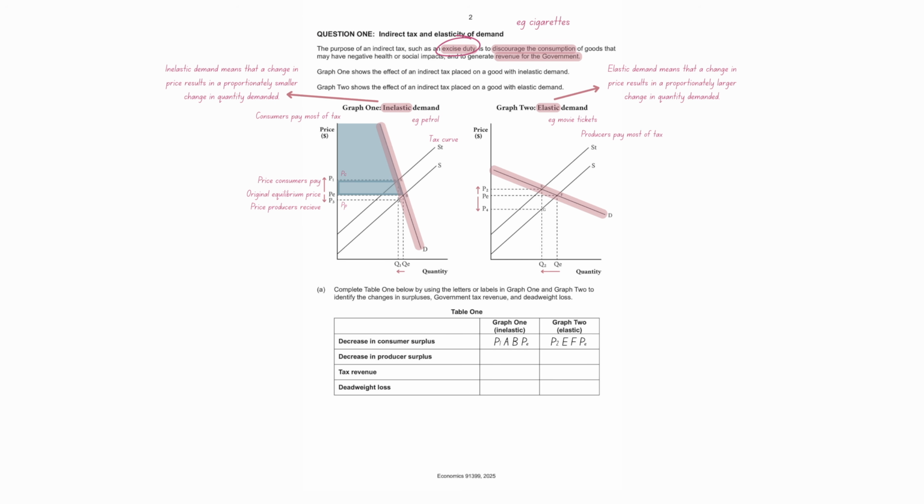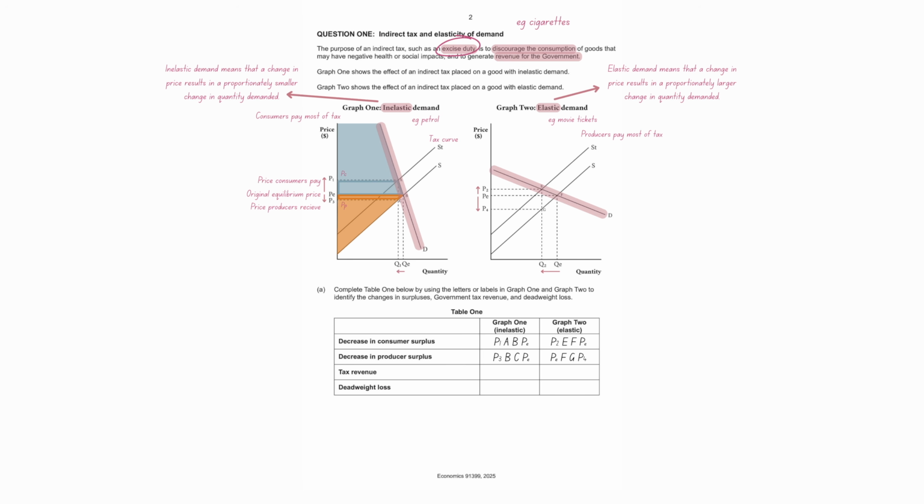The producer surplus originally before the tax was the difference between what producers are willing to sell for, so that was the supply curve, up to the price that they actually sell for, so that was PE. Now though, it is the difference between the price that they are willing to sell for, which is still the supply curve, up to the price that they actually receive, which is P3. So the change, the area that has decreased, is PE, B, C, P3. And then for graph 2, it is PE, F, G, P4.